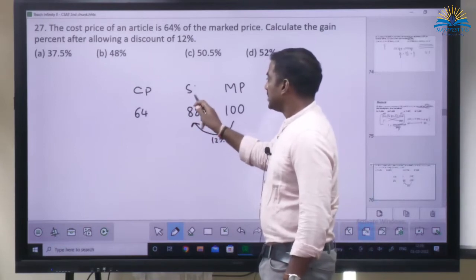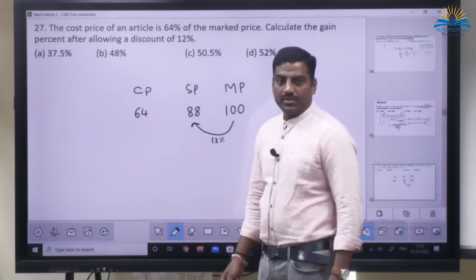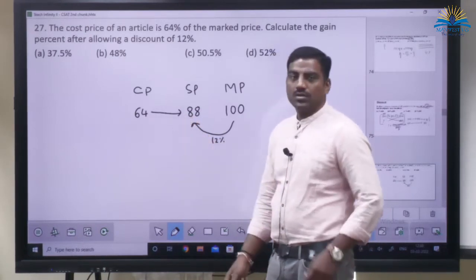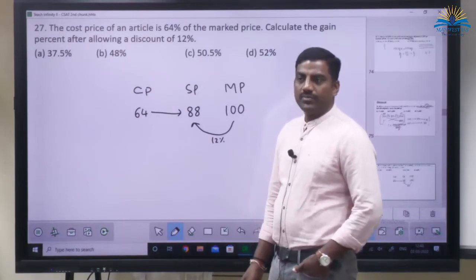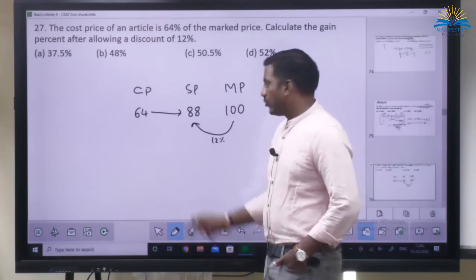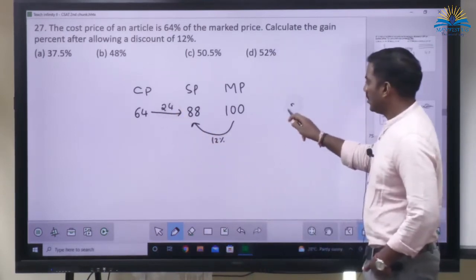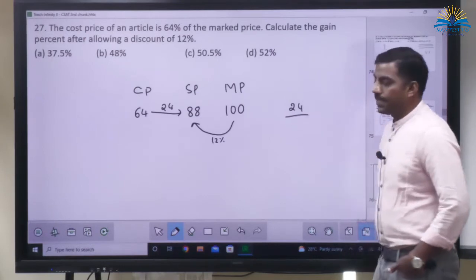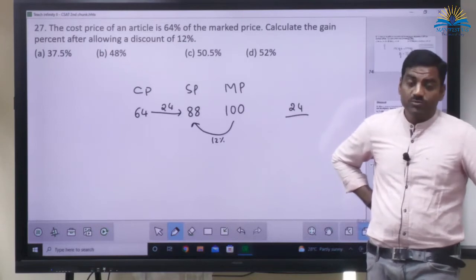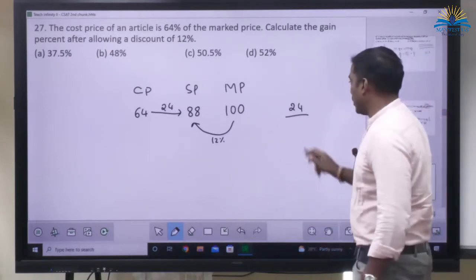Now see, selling price is 88. Cost price is 64. Correct? Now see, what is the profit? From cost price to selling price, what is the profit? 24 on the investment of... I have told you, investment is always cost price. 64. 24 divided by 64.